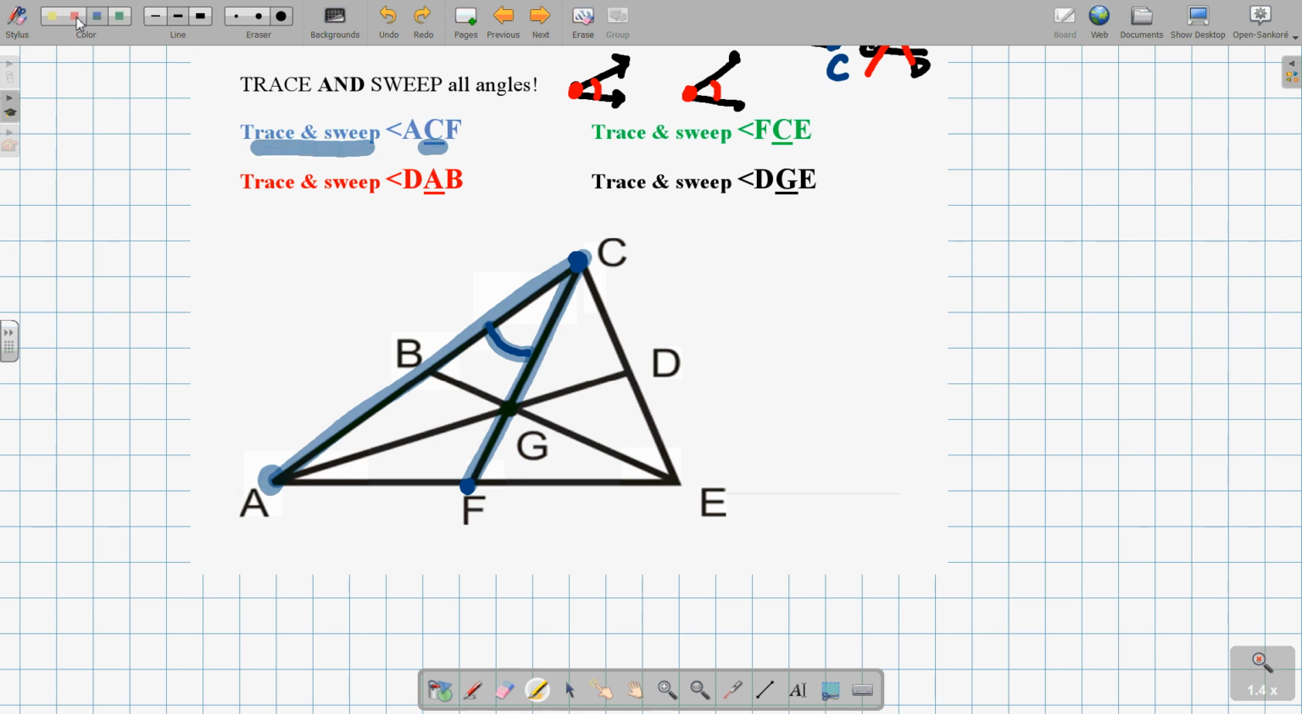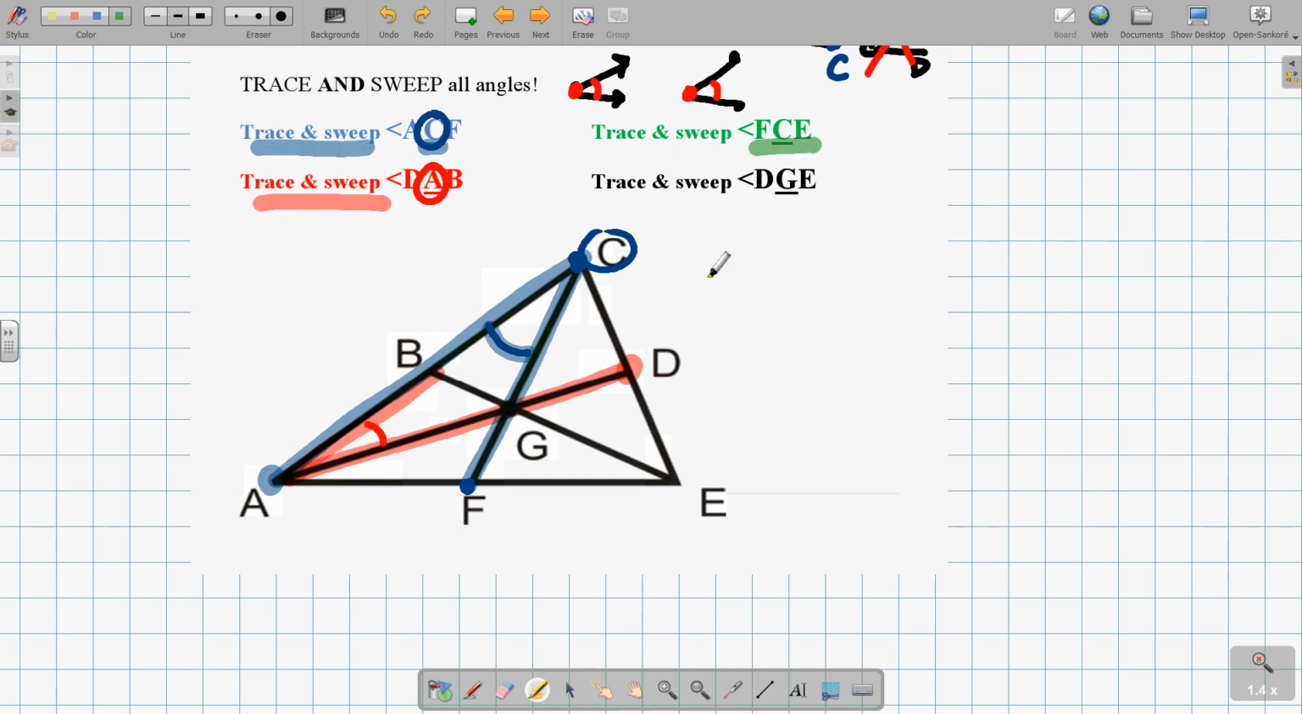Let's try another one. We're going to trace and sweep angle DAB. Ready? Start at D. Go to A. Go to B. Trace and sweep. Notice we're sweeping at the central letter. This was swept at C. The central letter, that's the elbow of the angle. Let's try another one. Trace and sweep.